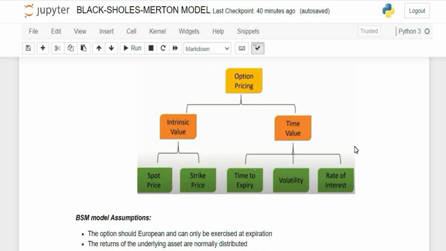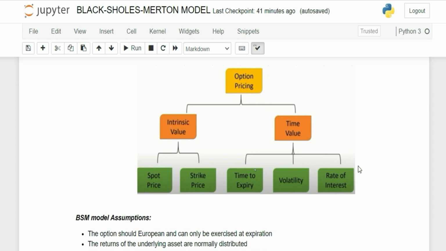It means that if my spot price changes, then my option price will change. That is called your delta. If the time to expiry changes, the option price will change. That is called your theta. If the volatility changes, then of course the option price will change. Then we call it vega. And if the option price changes due to a change in the rate of interest, then we call it rho. So any change in these 5 parameters will affect the option price.